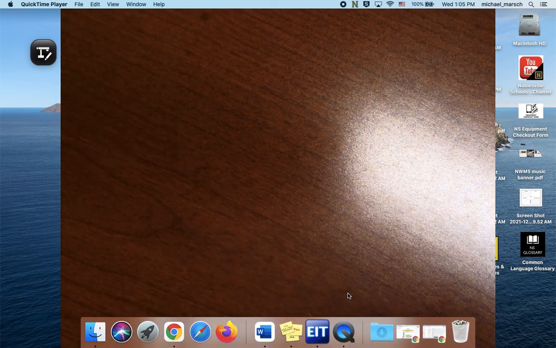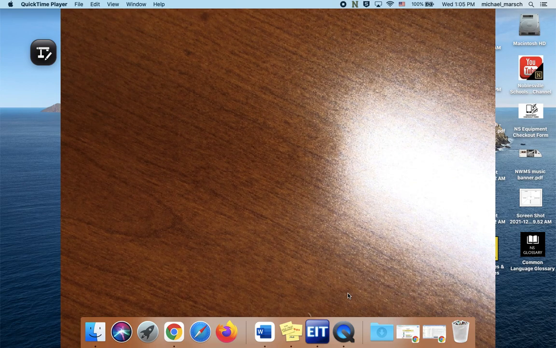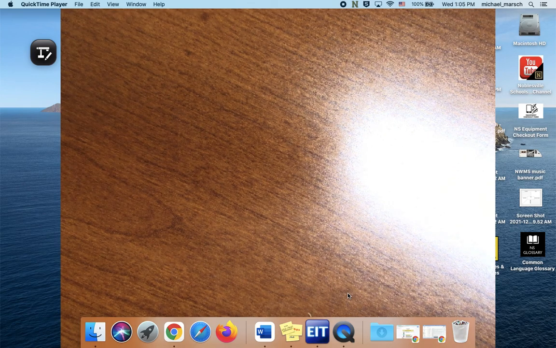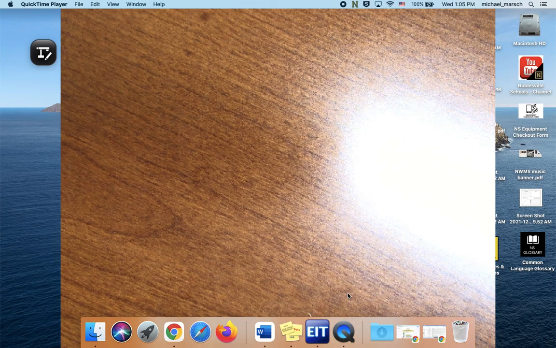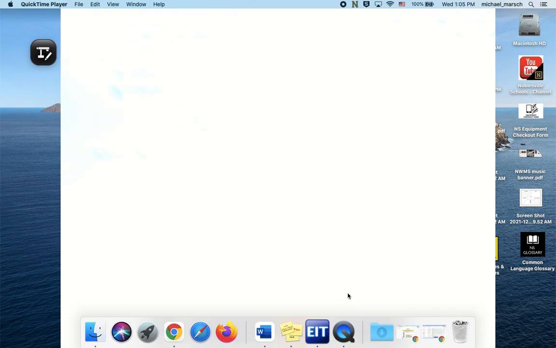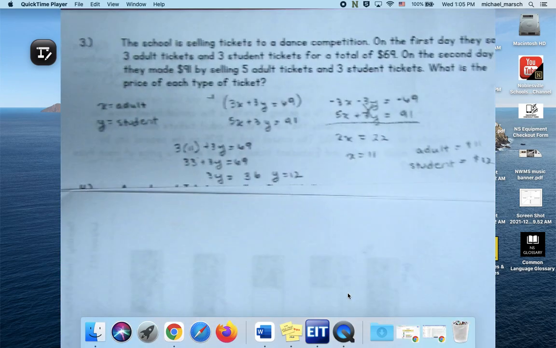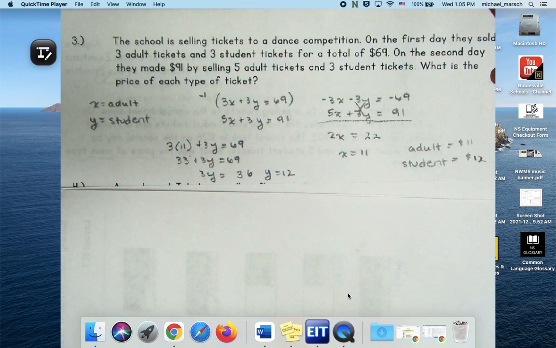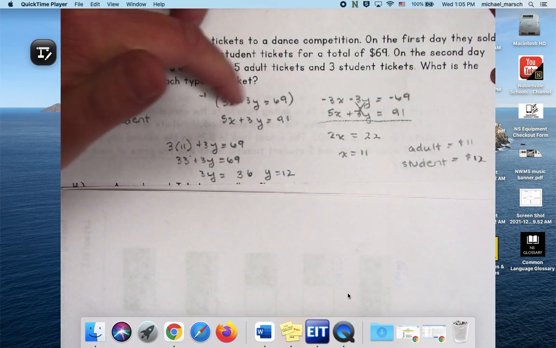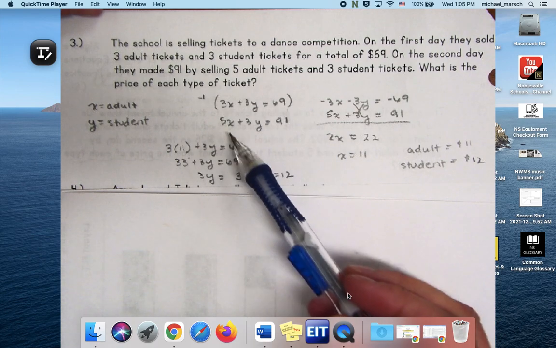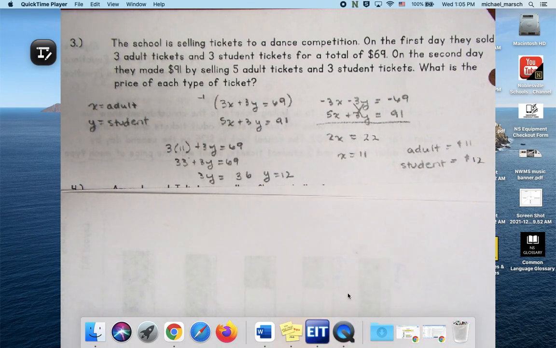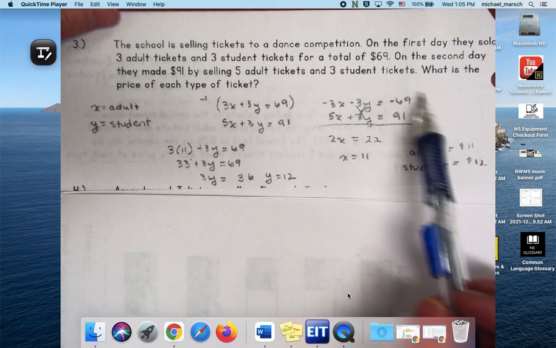All right. Problem number 3, tickets to a dance competition. Here, let me make sure I cover this up so you guys can't see all the other ones. Okay, all right, so I had adult and student tickets again. I made X adult, Y student. 3X plus 3Y was $69. 5X plus 3Y was $91. Basically the same thing I did for number 2. I just chose to multiply the top one by -1.